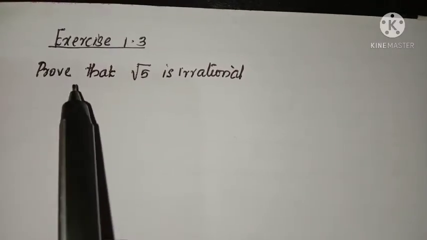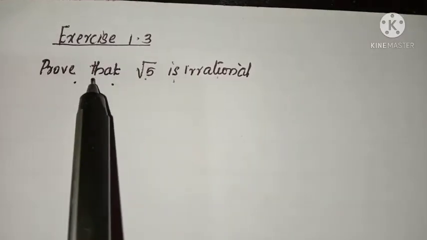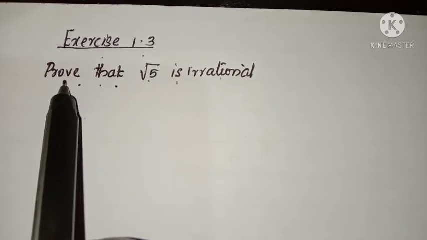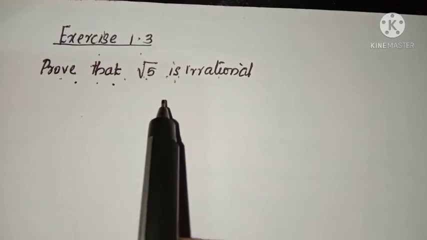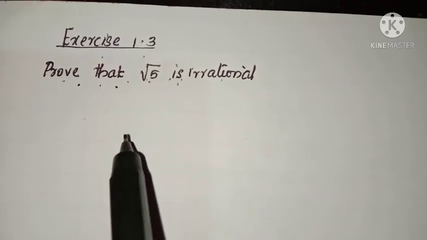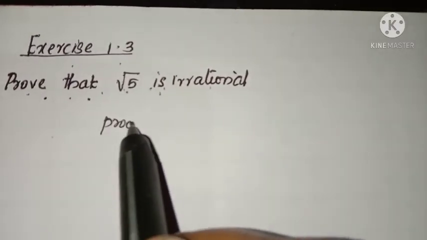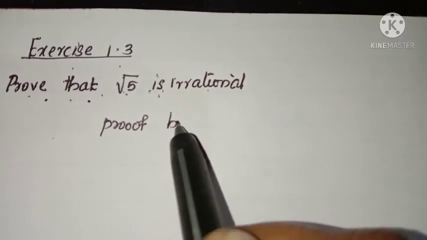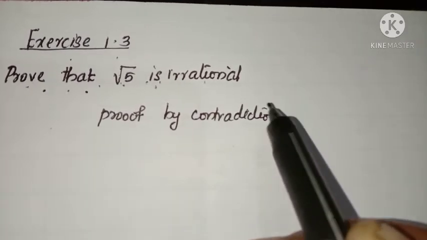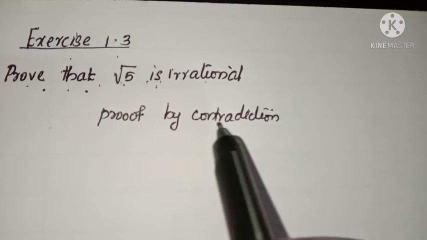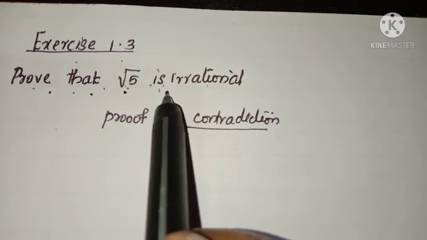Look here. We need to prove root 5 is irrational. So this is an exercise question, Exercise 1.3 question number 1. Prove that root 5 is irrational. The proof is based on a technique called proof by contradiction. This is very important. The answer or proof is by the contradiction method. Listen, this technique is very important, especially to prove this type of problem.